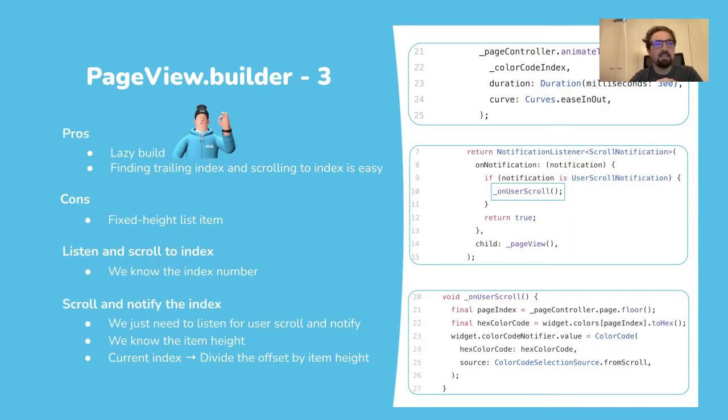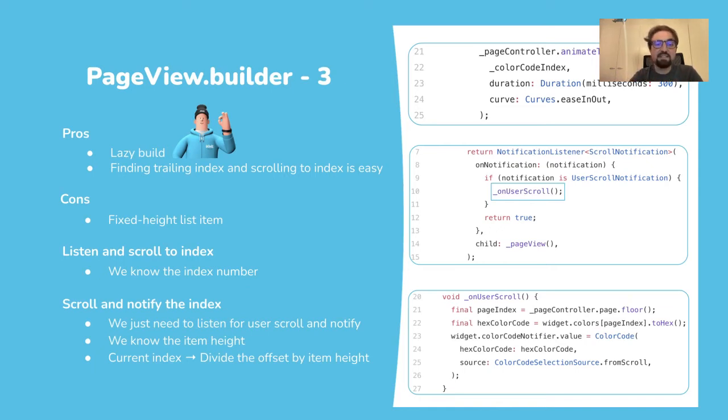Again, similarly here with page view, we have the lazy build advantage. Since it is tailored for items of equal size, calculations for finding the trailing index and scrolling to an index are much easier. So it was not jump to, but animate to page. With animate to page, we scroll with animation. With jump to, it instantly jumps to the section. But the disadvantage is that it has to be fixed height. All the pages have the same height.